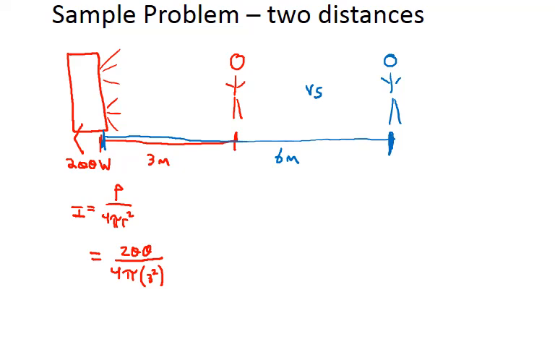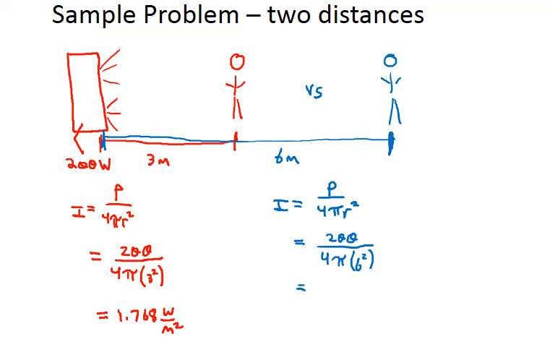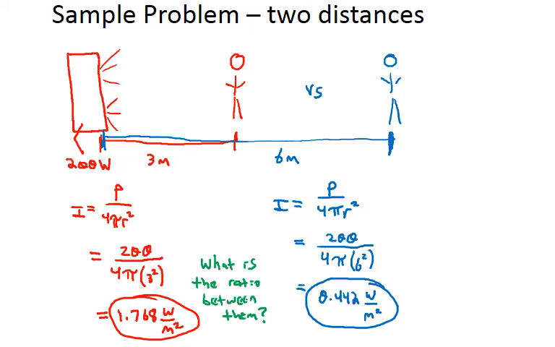Okay, so for 3 meters, you should get 1.768 watts per meter squared for the intensity. For 6 meters, you should get 0.442. So if we take the new over the old, it's 4 over 1, so it's actually 4 times more intense at 3 meters. 4 times more intense. We doubled the radius, right? So the radius is double.